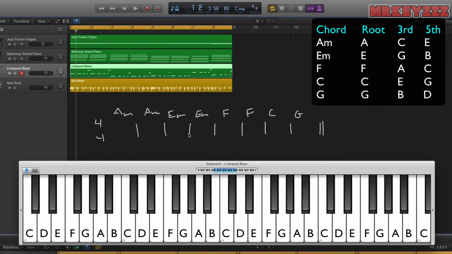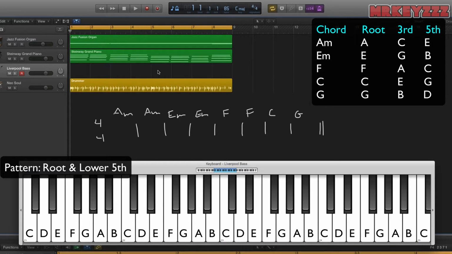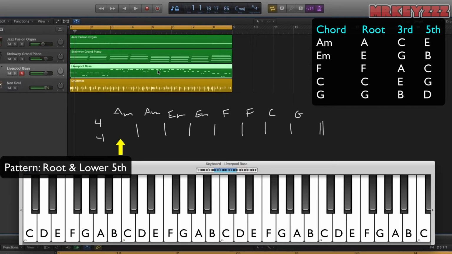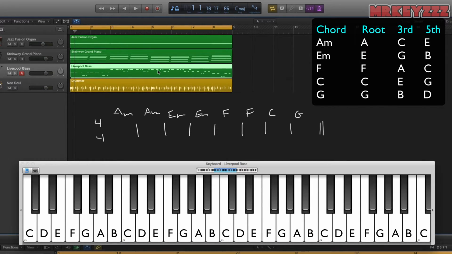The fifth is really just a supporting note. The root is the main note for the chord, so the bass note should always be on the root for the most part. Let's try another example. This time we'll do the root plus the lower fifth. The rhythm is really what makes the bass line shine.